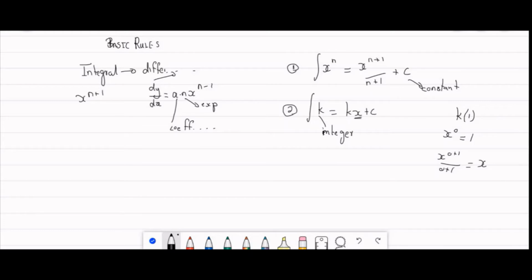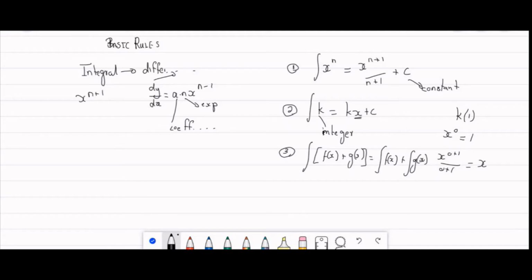So now let's go to rule number 3. Let's say I have two functions and I want to integrate. I can integrate, but first I need to give each function its integral sign. So I will have the integral of f(x) plus the integral of g(x).